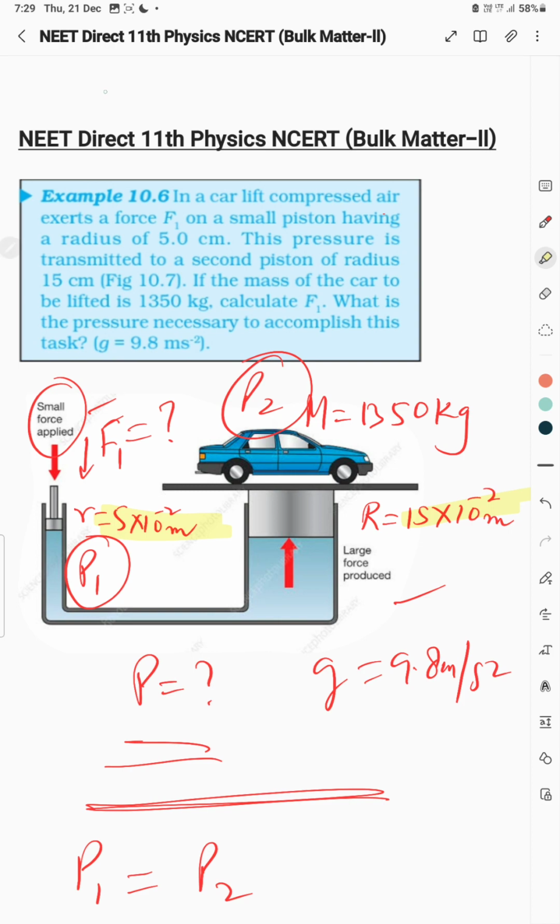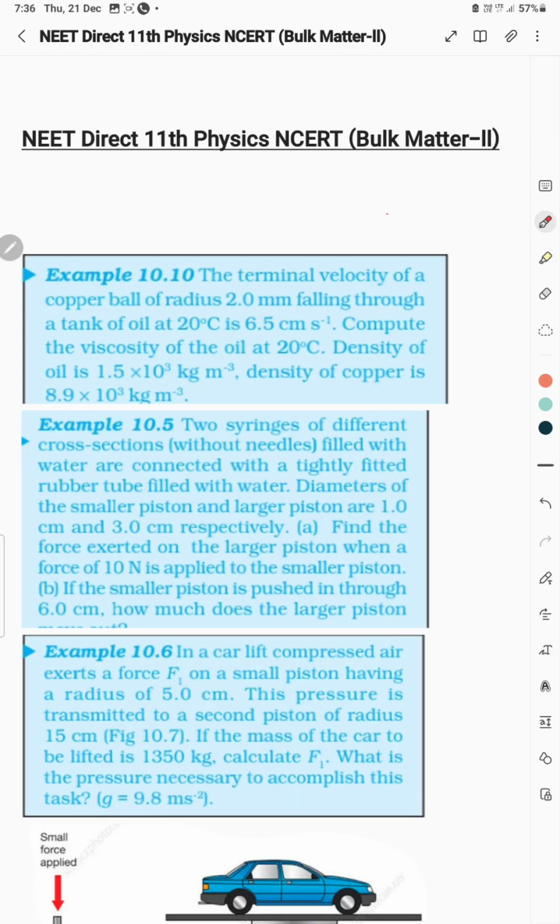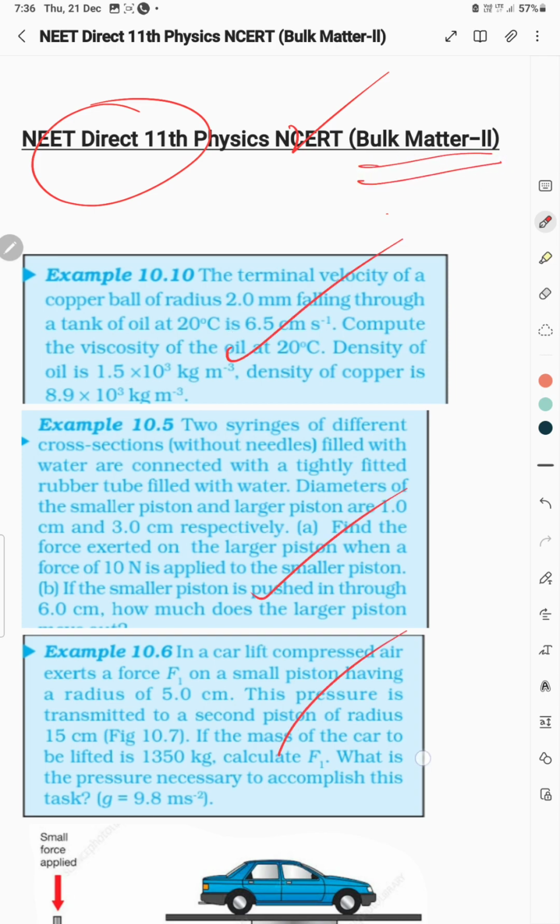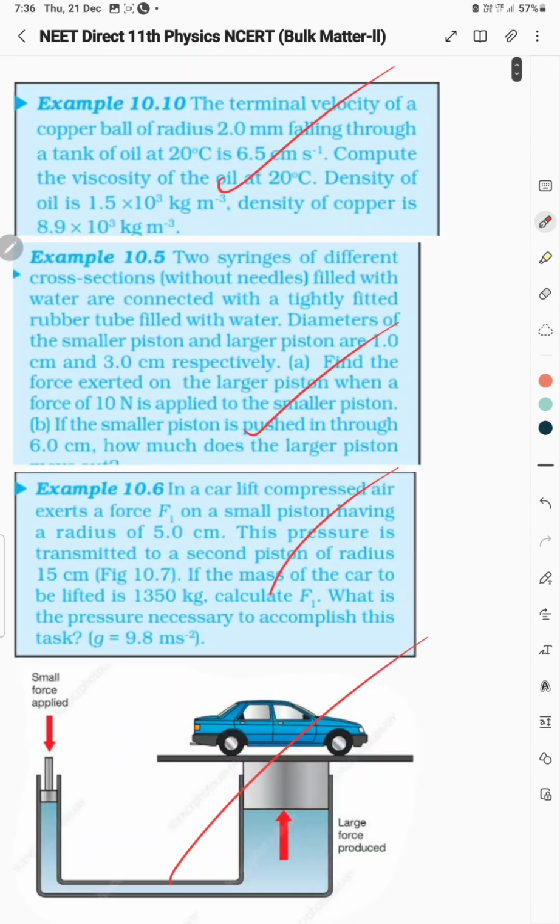So in this way we have finished the NEET Direct program's NCERT problems from the chapter on bulk matter, part 2. All these problems have been discussed, and that's all for today.